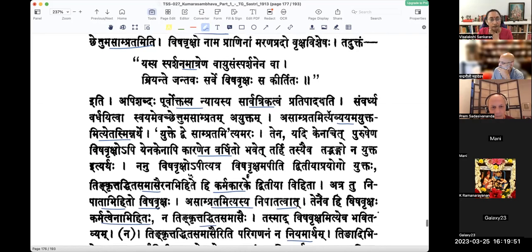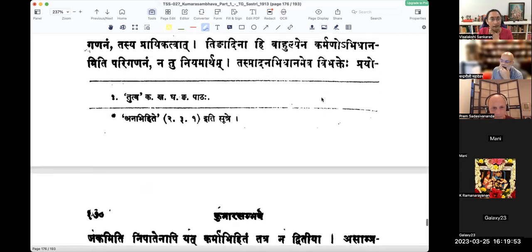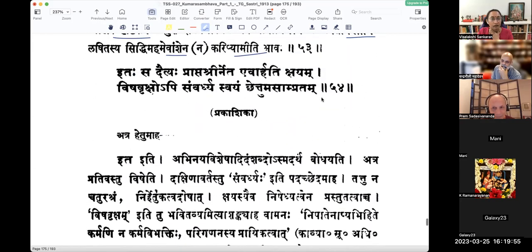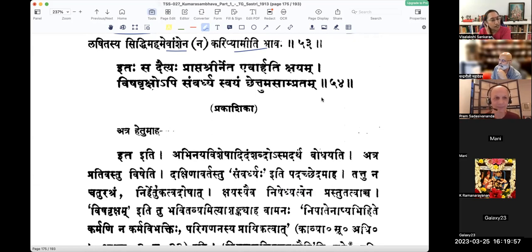Not clear? It's a little, yeah. Itaha sadaitya prapta shrihi na ita eva arhati kshayam; vishavrikshopi sambardhya swayam chettum asampratam.